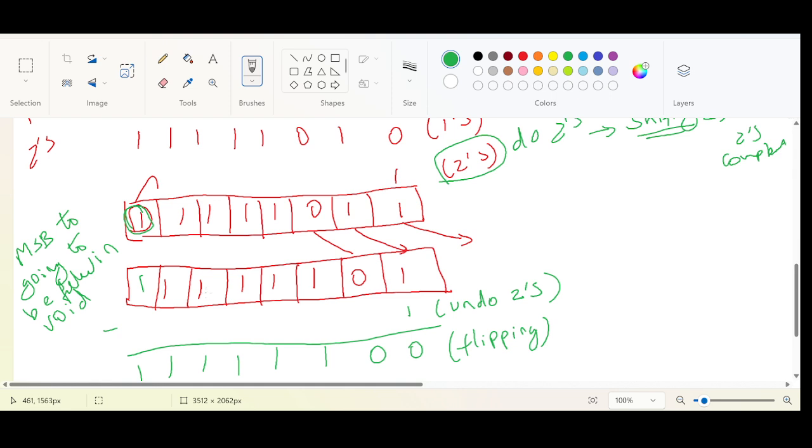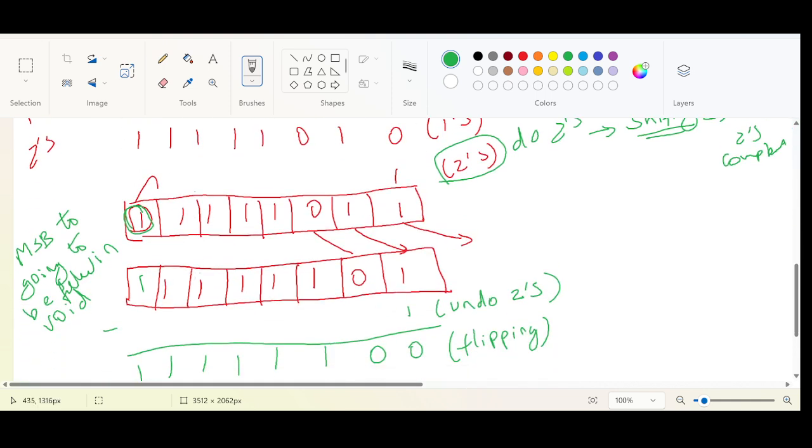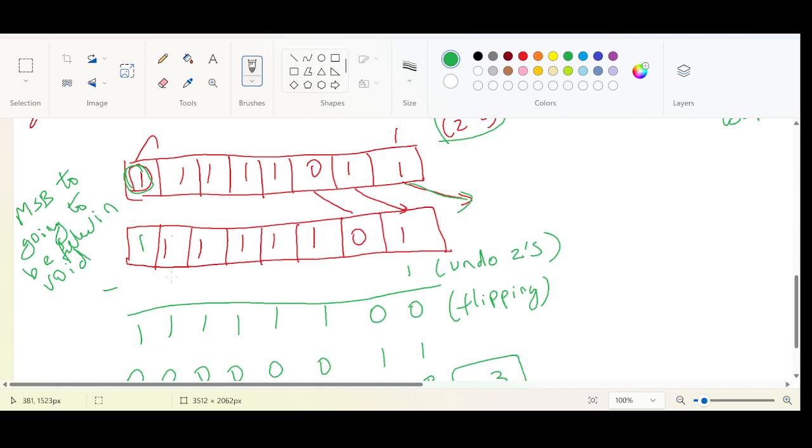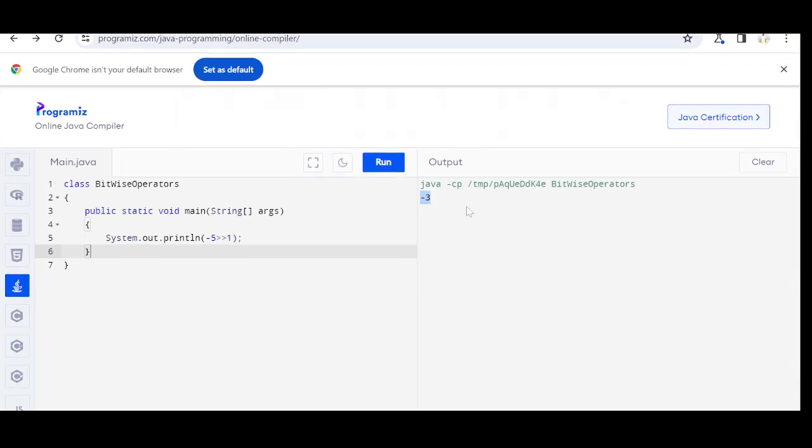Why 1th position? Because the question is right shift to 1. That's why it gets right shifted to 1th position. After right shifting to 1th position, it's our duty to undo the 2's complement. Undo the 2's complement and do the flipping, and you will get an answer. Just add a negative sign to it. That is what we got here. Very simple. That's why we are getting negative, minus 3.